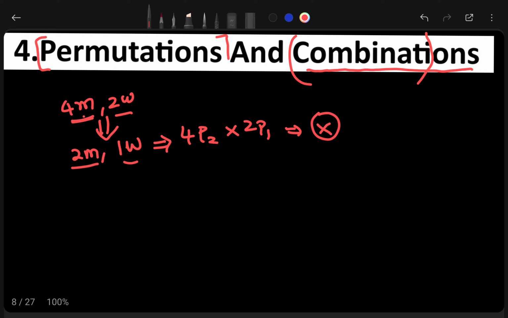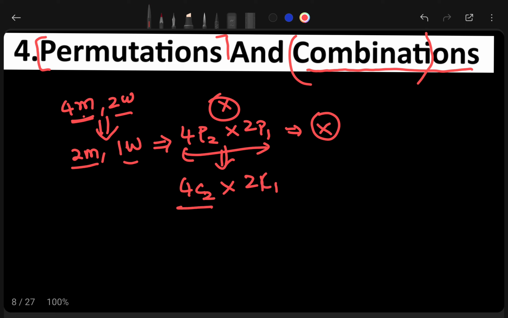That is why instead of writing P, we have to write 4C2 cross 2C1. In P, we went from this 4 until 2, that is 4 into 3. Now what you should do in combinations is simple. Just see, 2 is there, start from 2 go until 1, again 2C1. From 2 I should go until 1, and from 1 also I should go until 1.